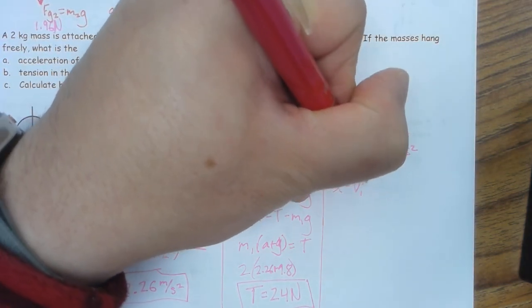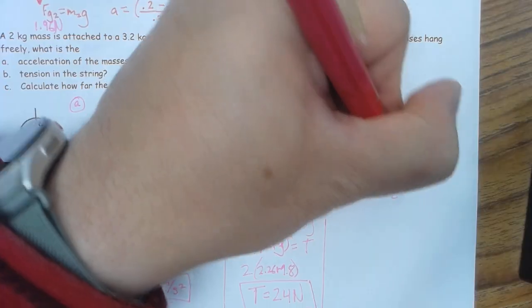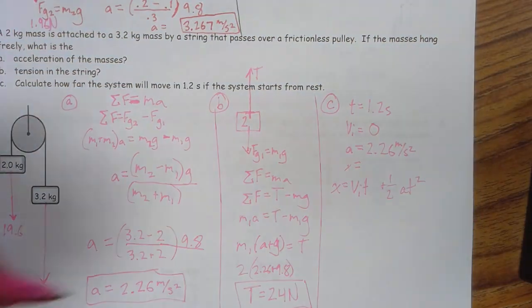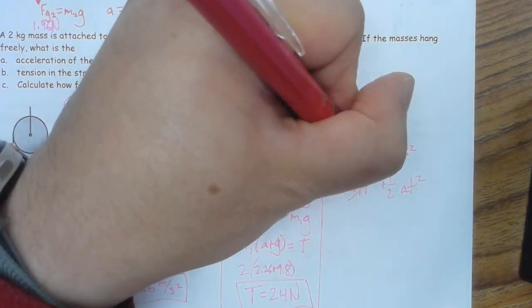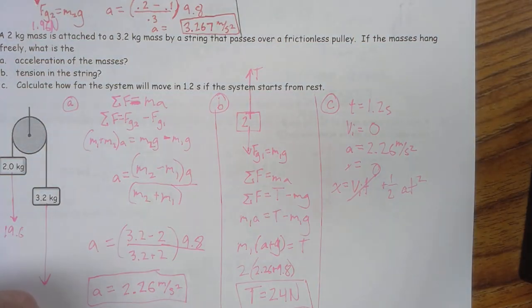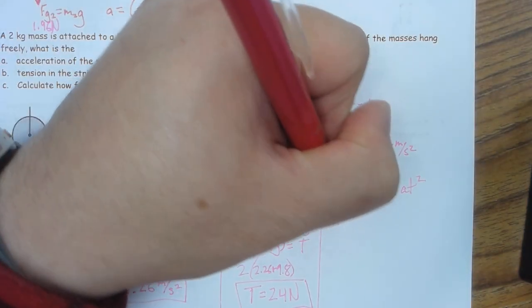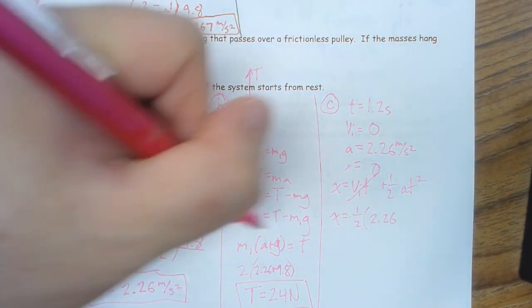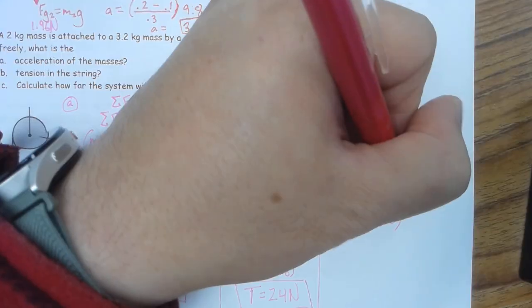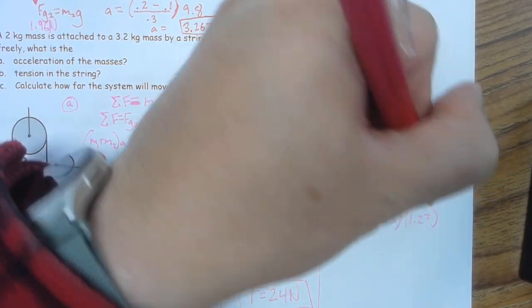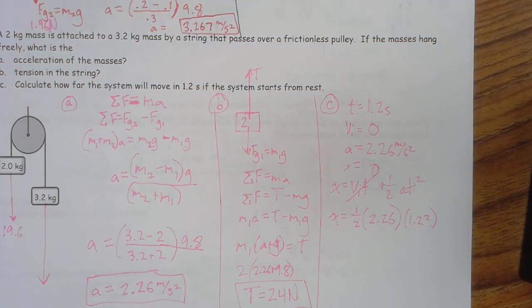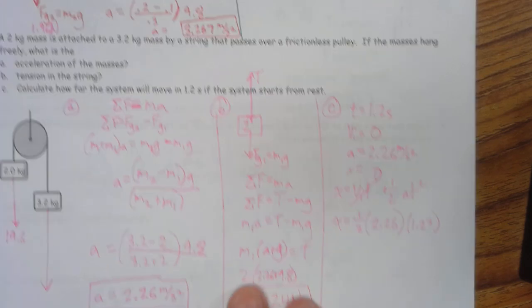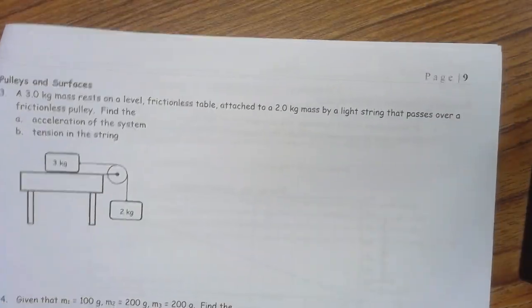X equals VIT plus 1/2 AT squared. That's 0. So X equals 1/2 times 2.26 times T squared, 1.2 squared. I'm not going to solve for it. You know how. I'm just going to introduce the next section, but we're done for today. I don't want to get too far ahead of the other classes.